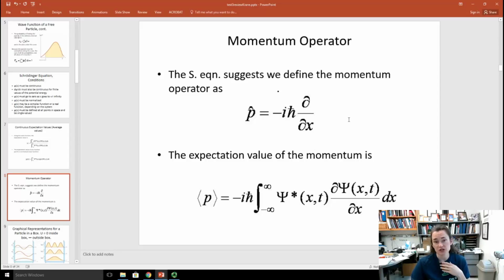The Schrödinger equation actually suggests that we define the momentum operator in this way: minus i h bar times the partial derivative with respect to x. So that's our momentum operator. And then you see that if you take the expectation value of the momentum operator, that partial acts only on the wave function and not on the complex conjugate as well.